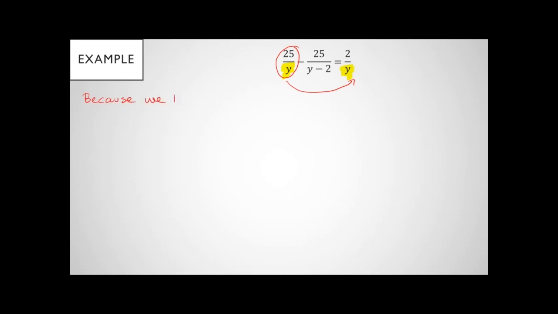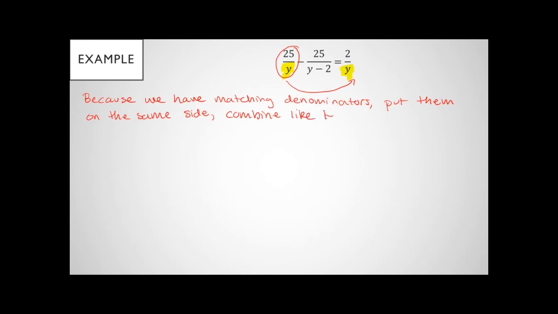So because we have matching denominators, put them on the same side, combine like terms, which in this case would be, you'd end up doing 2 minus 25, then cross multiply, which is what I'm calling the proportion method, or technique 1.